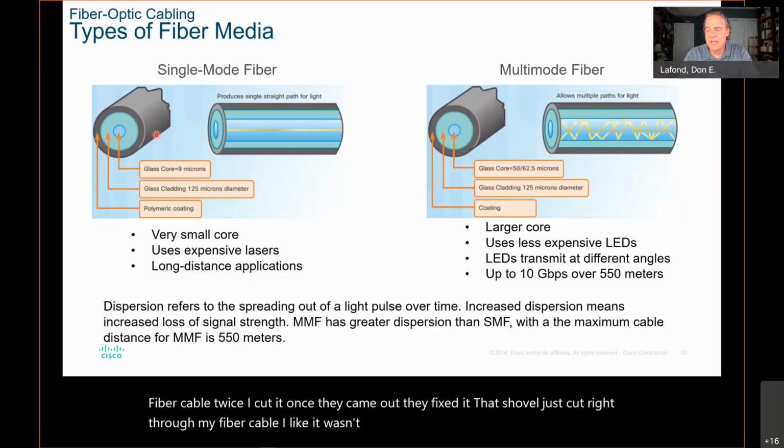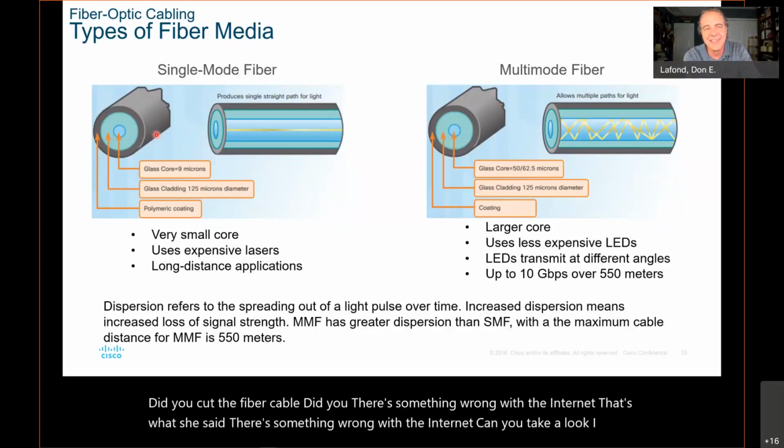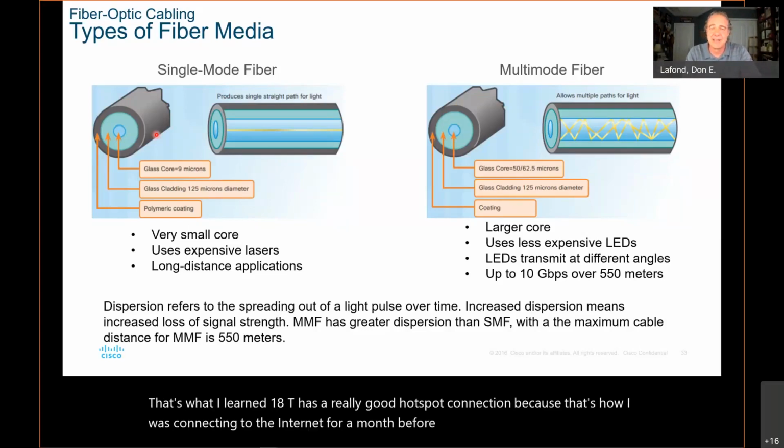In fact, the only way I knew that the fiber cable was cut was my wife came outside and said, "Did you cut the fiber cable? Did you? There's something wrong with the internet." That's what she said. "There's something wrong with the internet. Can you take a look?" I said, oops. That's when I learned AT&T has a really good hotspot connection, because that's how I was connecting to the internet for a month before AT&T came out and fixed that fiber.